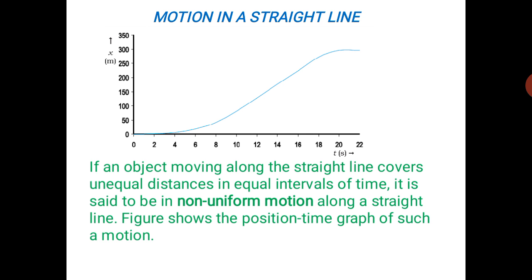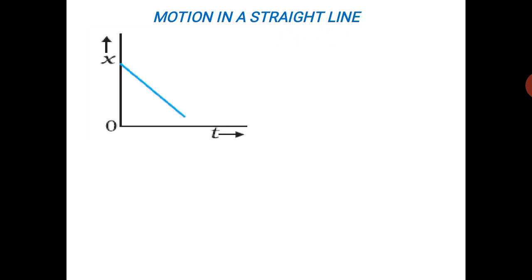If the question asks what is non-uniform velocity or non-uniform motion: if an object moving along a straight line covers unequal distances in equal intervals of time, it is said to be in non-uniform motion along a straight line. This graph shows non-uniform motion. Is it clear? Draw the graph and note down the points. Go for the next graph.